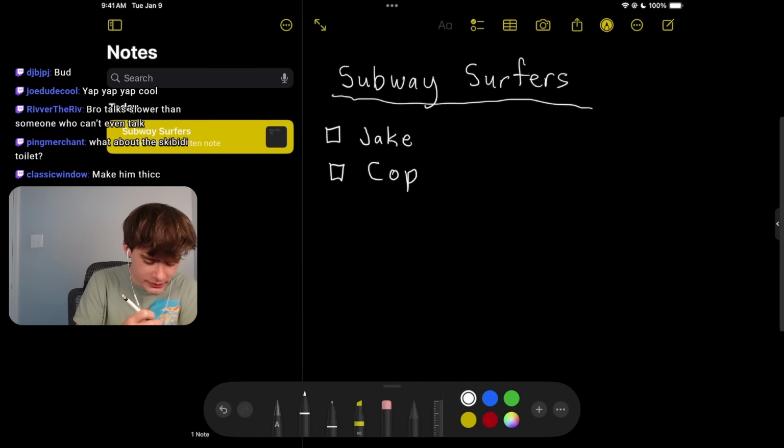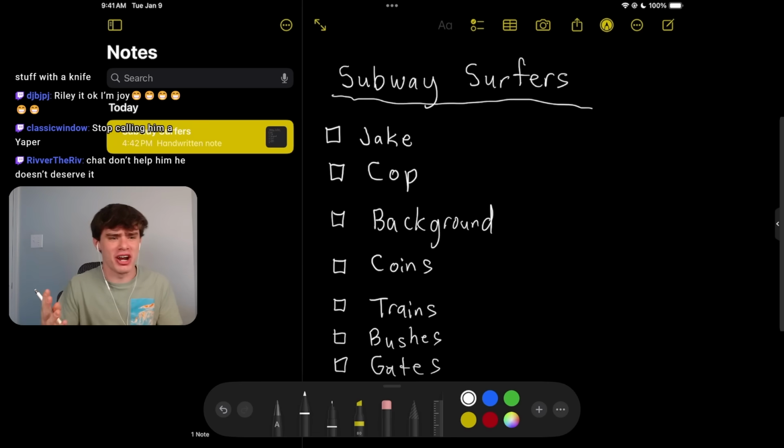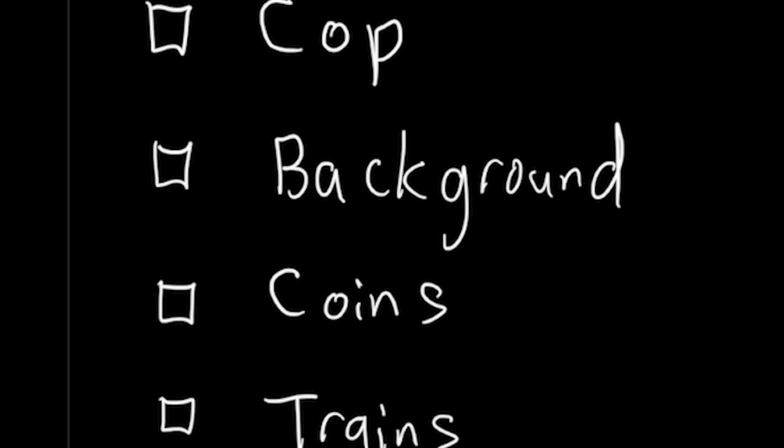Okay, we need railroad tracks. And then we need coins that you can collect. And then there are those weird gate things that you can jump over. I don't know what they're called. And I'm pretty sure this is all of the art that we need to recreate. So it's time to actually do it.